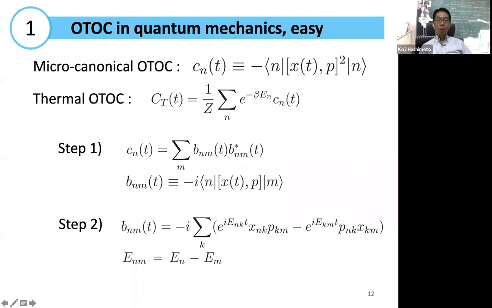And the thermal OTOC is simply defined in this way. It is exponential of minus beta E_n, where beta is the inverse temperature, and E_n is the nth energy eigenvalue. And C_n(t) is the micro-canonical OTOC, which is defined here. So this is the very standard definition of thermal observables made out of micro-canonical observables.